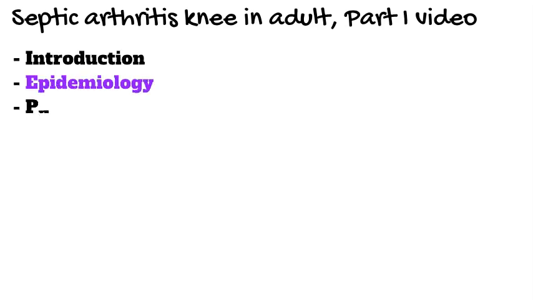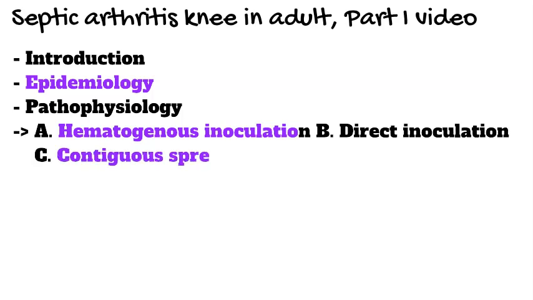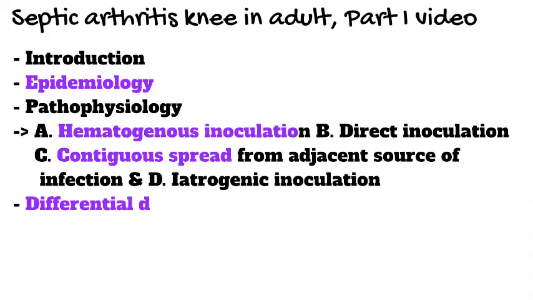We start off with an introduction, epidemiology, and pathophysiology: A. Hematogenous inoculation, B. Direct inoculation, C. Contiguous spread from adjacent source of infection, and D. Iatrogenic inoculation.